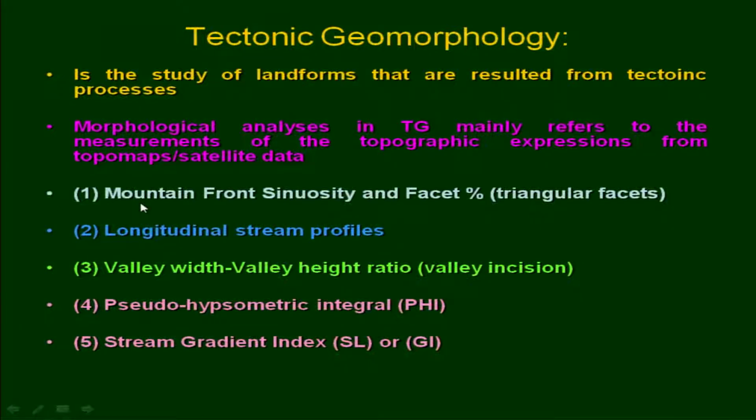All the parameters listed here, 1 to 5, are related to the fluvial system. Mainly the landforms which are associated, again the drainage, are influenced and these types of landforms are being carved. If you say the mountain front sinuosity, again this sinuosity will depend on the drainage which is evolving from the mountain and flowing across the uplifted mountain fronts, and the facets are also developed there.